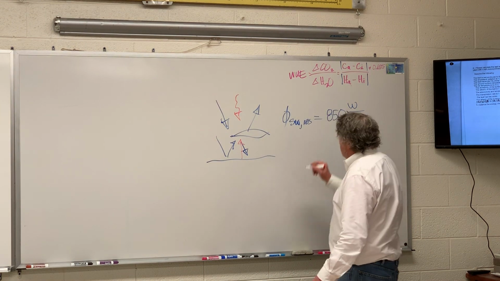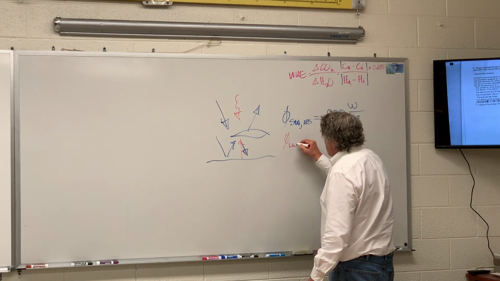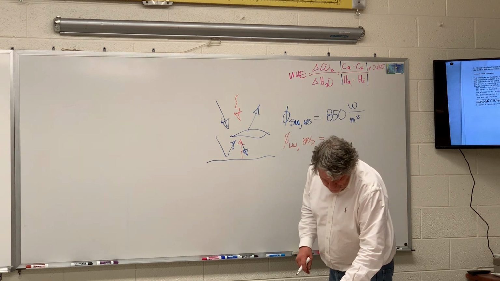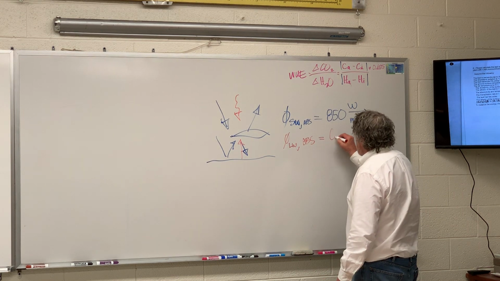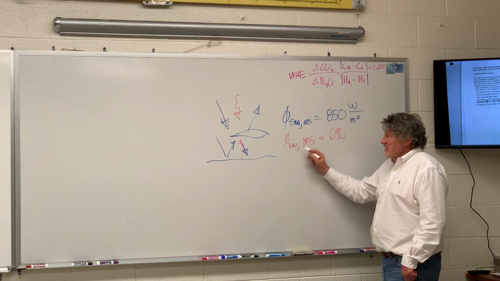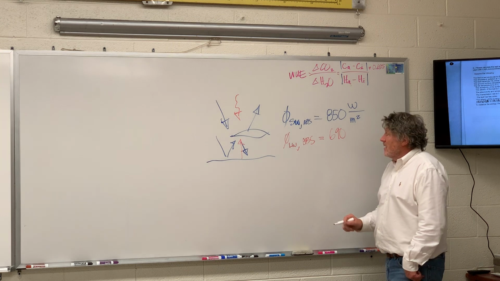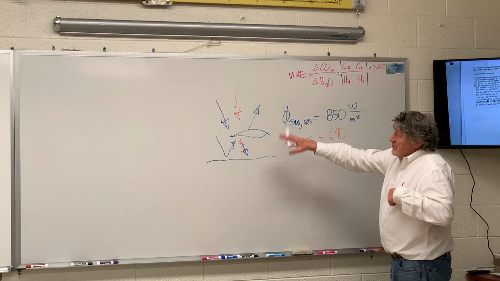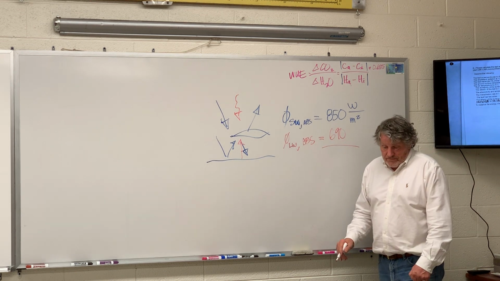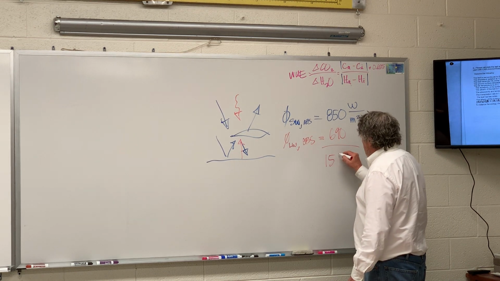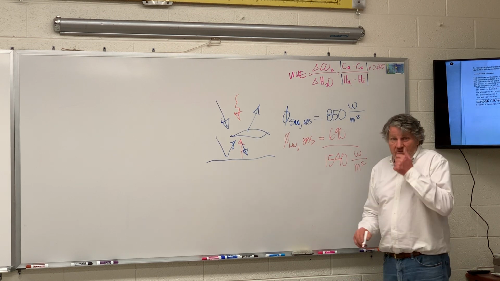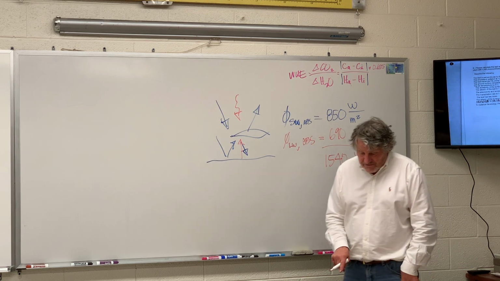Absorbed long wave, phi long wave absorbed, comes out to be 690. Now note, we don't have emitted long wave yet because we don't know that. We just know the incoming long wave. And these you look up or calculate. So now we have the two numbers together, 1540 watts per meter squared for total energy absorbed by that leaf.